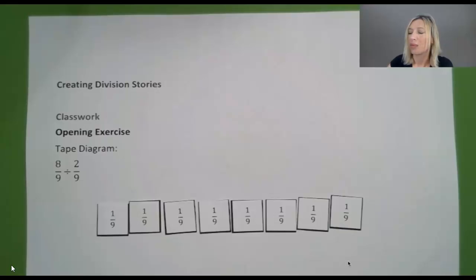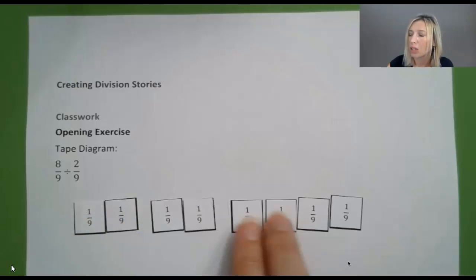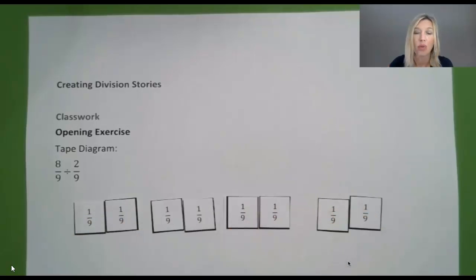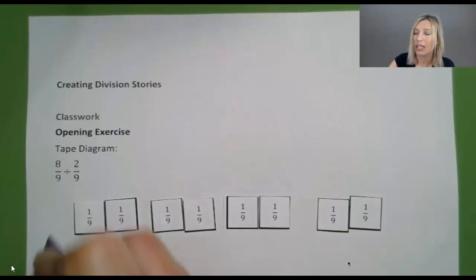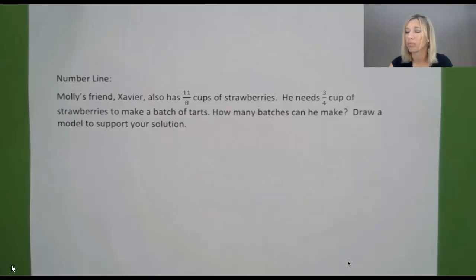All right. And we can see here there's 2/9. So we have one group of 2/9, two groups, three groups, and four groups of 2/9. So 8/9 divided by 2/9 is 4.